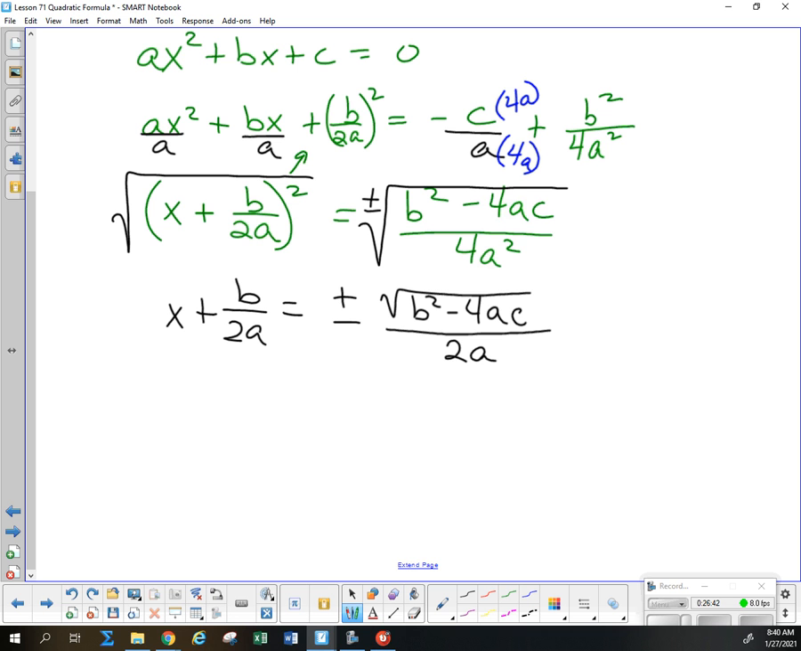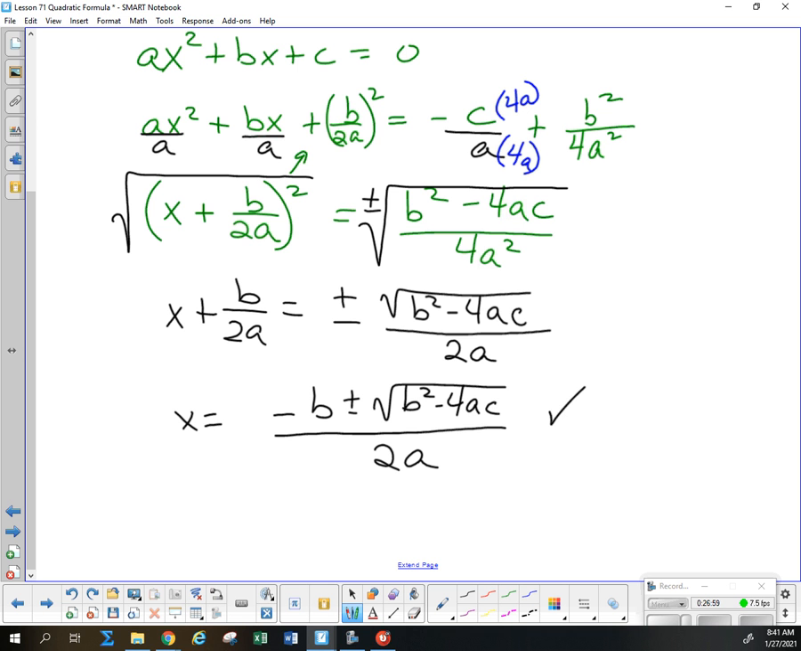One step left. Subtract b over 2a from both sides. But I've got a common denominator, so I can write it all with one denominator. And that is our quadratic formula that we want. Questions from anybody on that? Be sure you got that copied down. That is what you need to do on problem sets and on a test when we ask you for it.